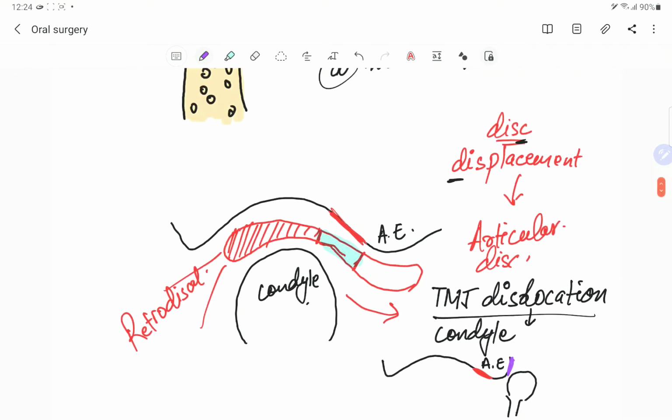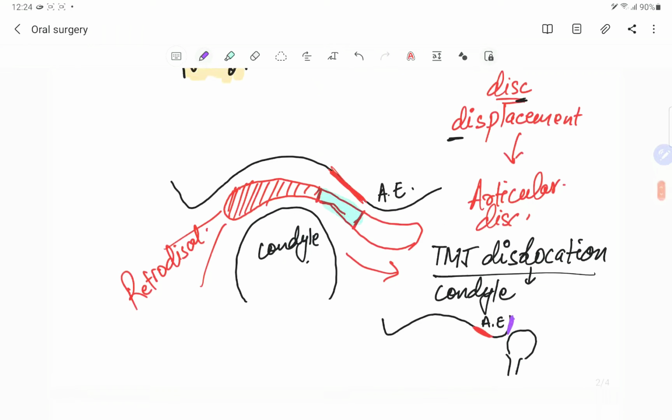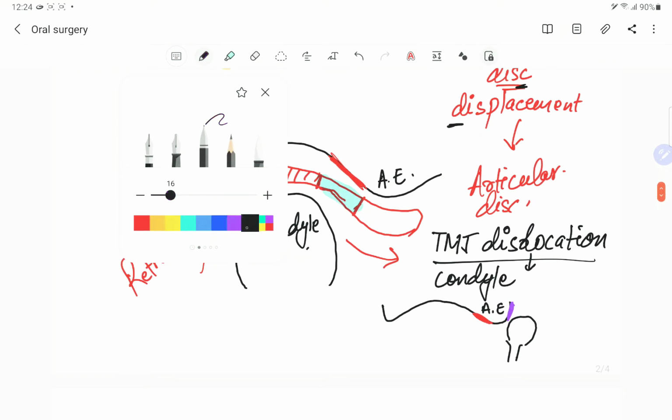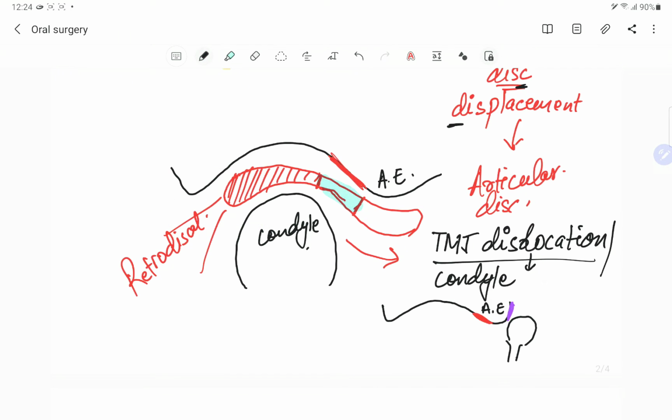Now, you know the differences between the displacement and the TMJ dislocation. This TMJ dislocation is sometimes called subluxation also. We will be covering both of these terms in this lecture itself. So, disc displacement is displacement of the disc, and TMJ dislocation is when the condyle gets displaced from its normal position.